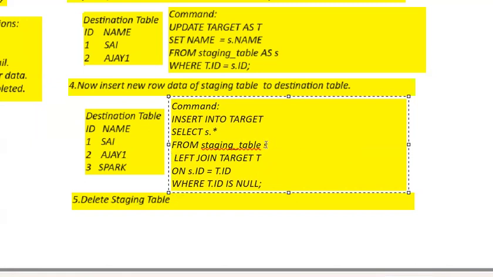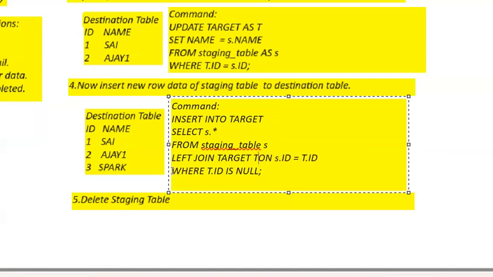Staging table is aliased as S. That is nothing but we can call this staging table with a short name, that is S. We can use the data which is present in the staging table by using the short name S. Okay. So what about the next line? That is LEFT JOIN target T ON S.ID equals T.ID.